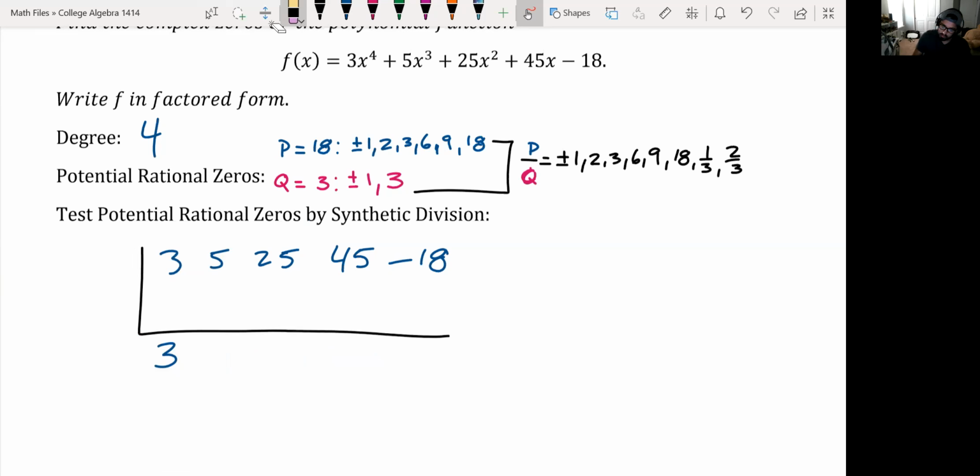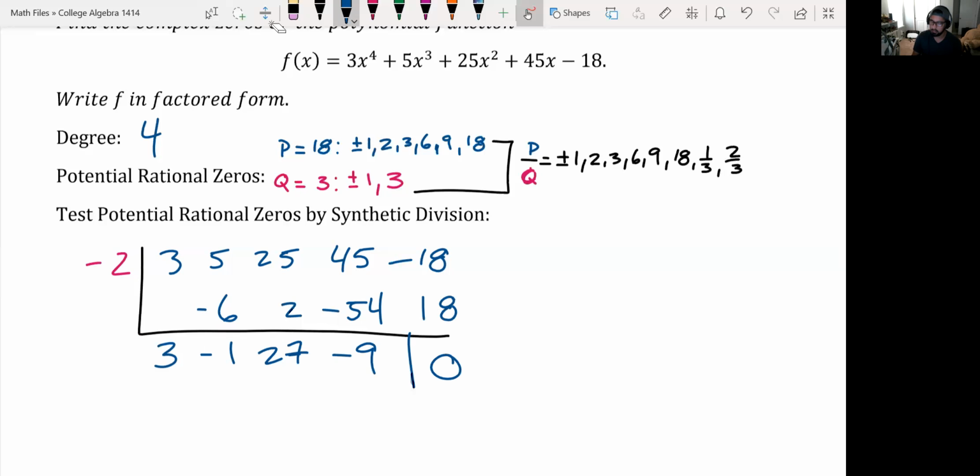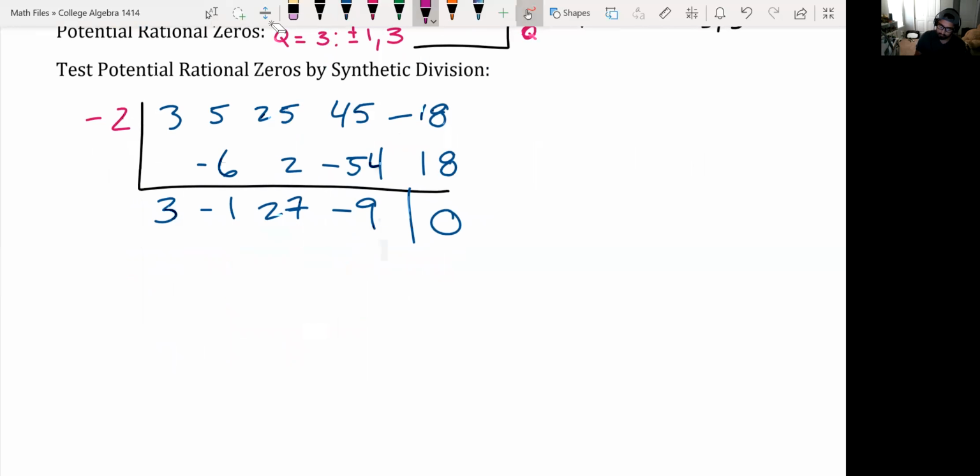So let's go 2. And for this one, since this is positive, positive, positive, positive, I think we should start by choosing negative numbers. So let's try -2. So you'll get -6, -1, and then you'll get 2, you'll get 27. And then -2 times 27 is -54. And 45 plus -54 is -9. And then you get 18, which gives me 0. Okay. So we have successfully broken it down once.